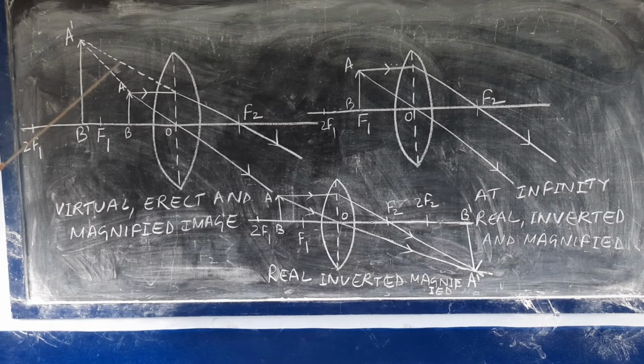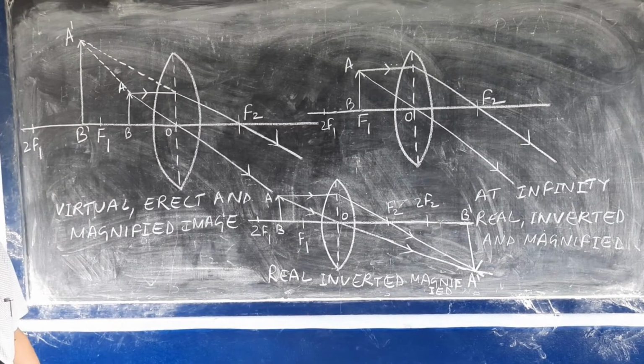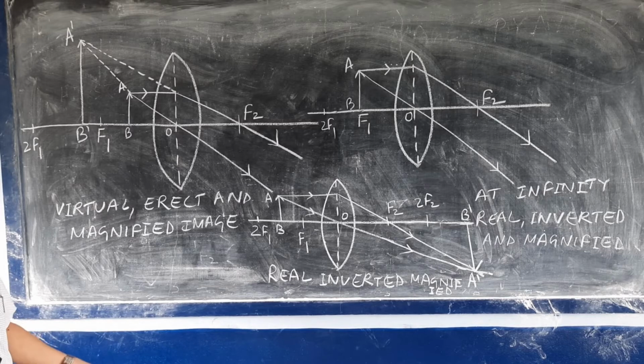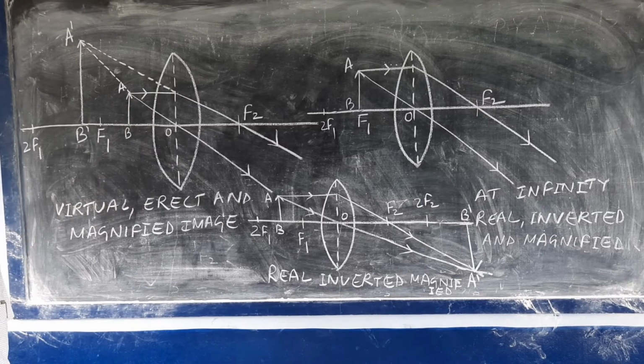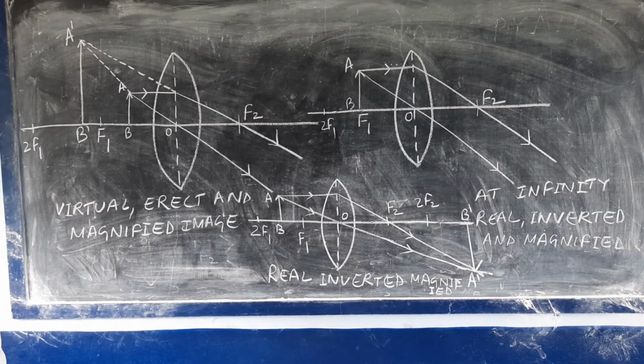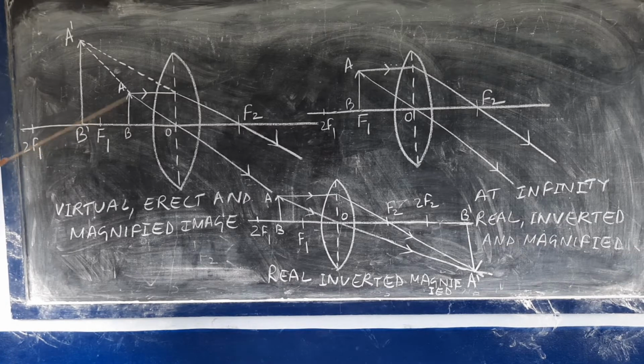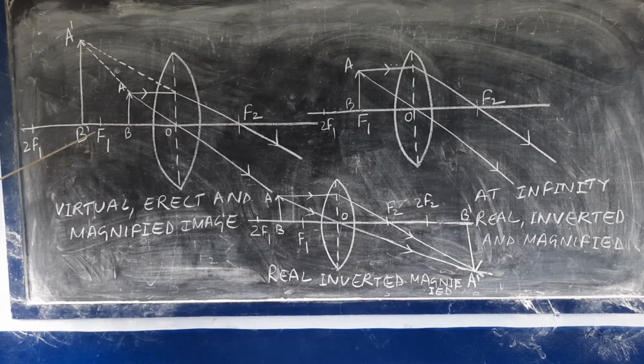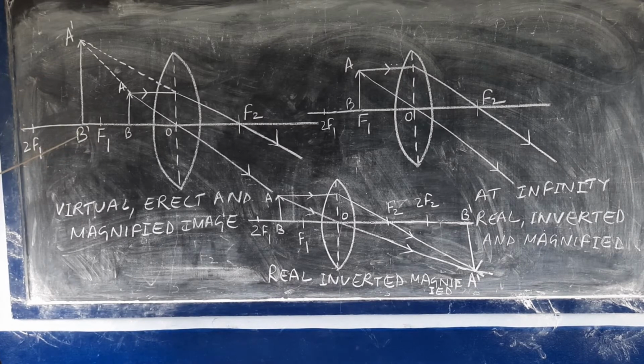The application of this lens is that it is used as a magnifying glass and in a simple microscope. These are used to make a magnifying glass, because erect, magnified, virtual images are formed. So when the object is between the optical center and the first focal point, the image will be just beyond the first focal point. So this is the first characteristic of the convex lens.